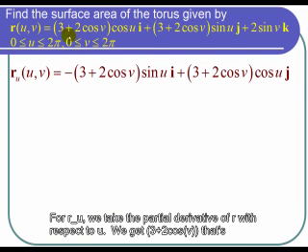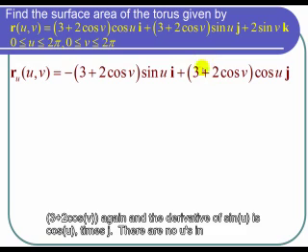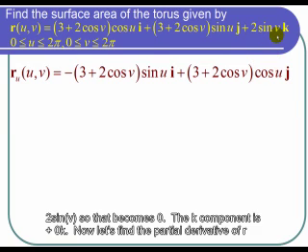For r_u, we take the partial derivative of r with respect to u, so we get 3 plus 2 cosine v, that's treated as a constant. The derivative of the cosine of u is negative the sine of u, times i, and then plus 3 plus 2 cosine of v again, and the derivative of the sine of u is the cosine of u times j, and there's no u in 2 sine of v, so that becomes 0. So the k component is plus 0k.